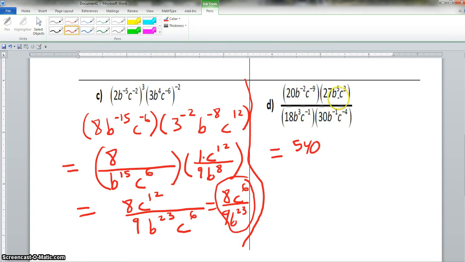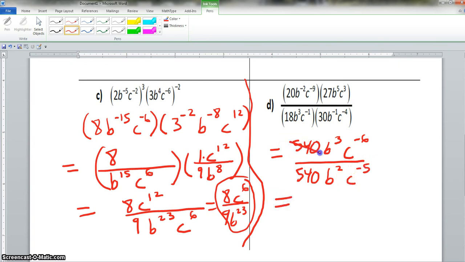We would take 20 times 27, which is 540. And then what we would start doing is moving these b's here. B to the negative 2 times b to the 5th will give us b to the 3rd, because when you multiply with the same base, you add the exponents. C to the negative 9 times c to the 3rd will give us c to the negative 6, all over 18 times 30, which is also 540. B to the 3rd times b to the negative 1 will give us b squared, and c to the negative 1 times c to the negative 4 will give us c to the negative 5.